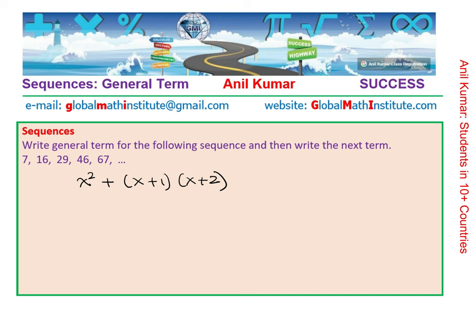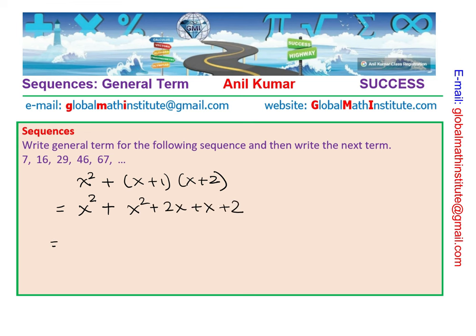You have an expression. But in case you want to expand and write down the standard form, we can do that also. Let's expand this. We get x squared plus x squared plus 2x plus x plus 2. And that gives you 2 times x squared plus 3x plus 2. So that becomes the general term for you.